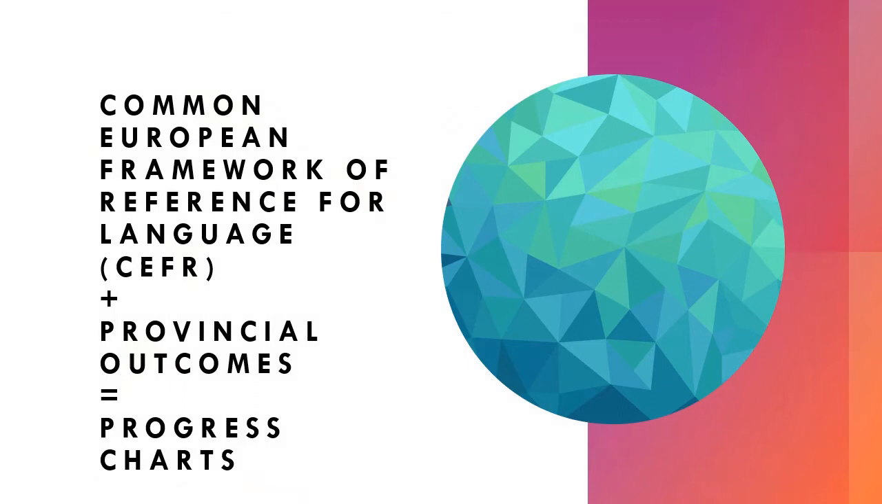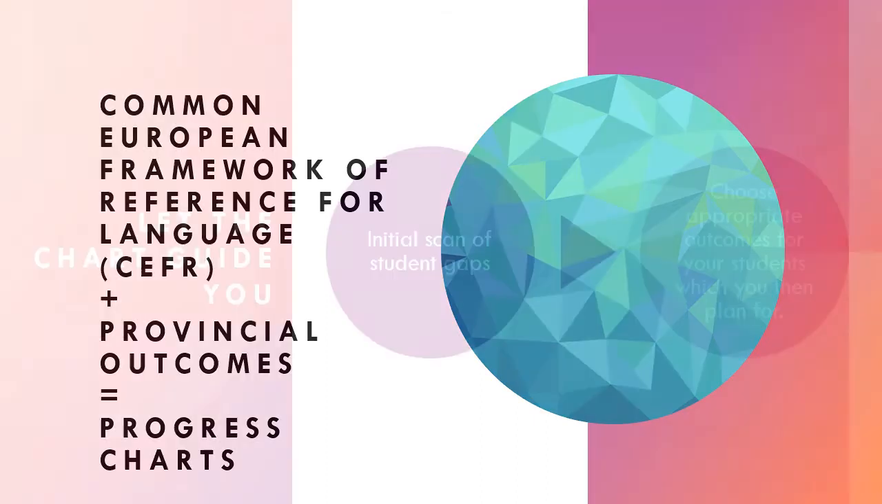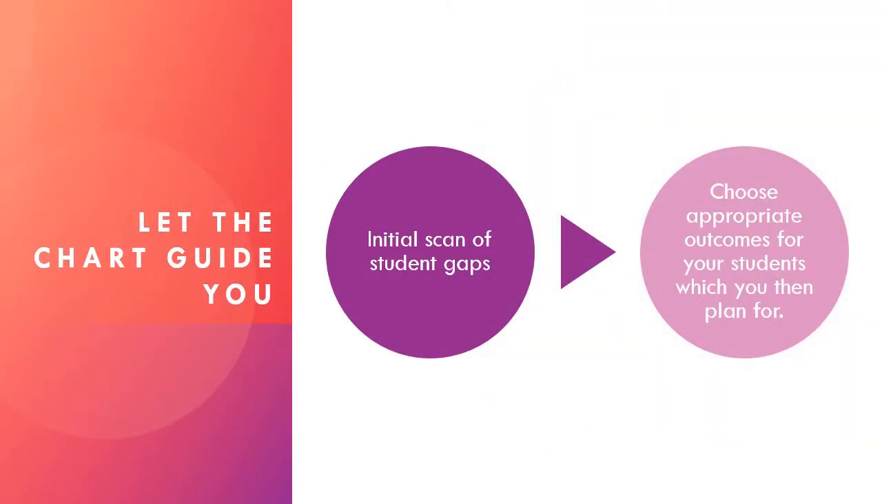Progress charts are based on the Common European Framework of Reference for Languages, also known as the CEFR, as well as our own provincial English language arts outcomes. You should be using the progress chart for your initial scan of student gaps, and from there, you should be using the progress chart to choose outcomes for your students and finding lessons and activities that fit those outcomes, rather than the other way around. This is something that we're trying hard to avoid.